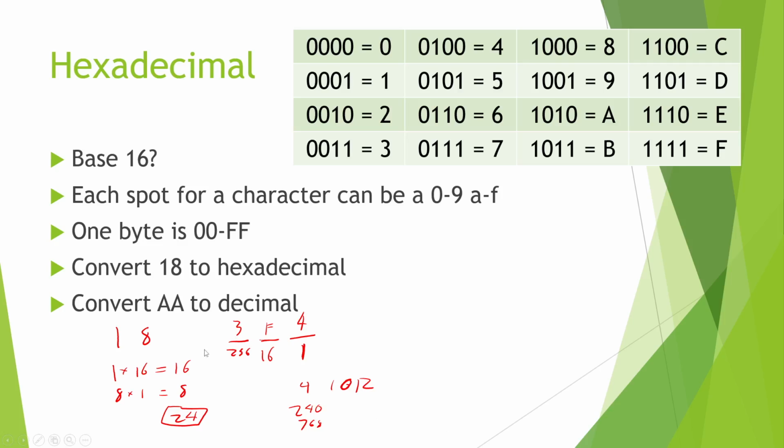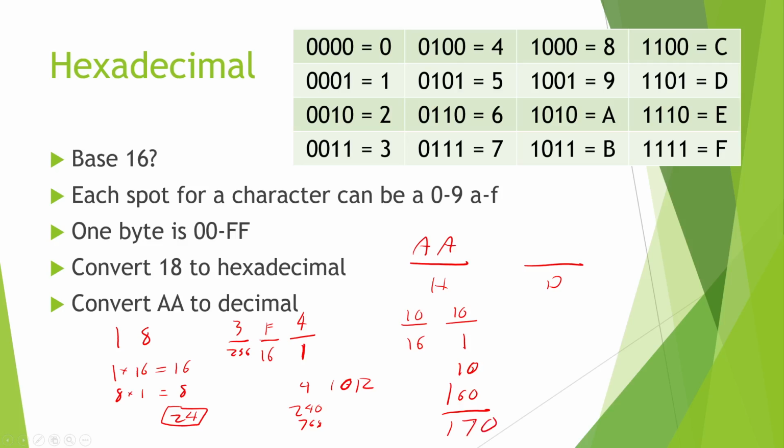So if I gave you AA in the world of hexadecimal, what would that be in decimal? What's the value of A? Ben? What's the value? So we have 10 and 10, right? 'Cause it's AA. 10 times 1 is? 10 times 16 is? Add them together, you get 170.